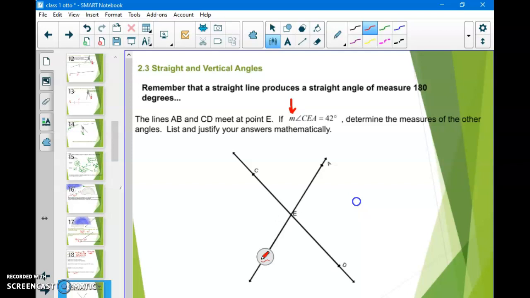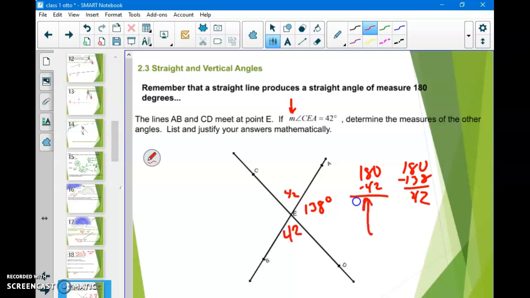Measure of angle CEA is 42 degrees. Determine the measure of the other angles. So if we know that a straight angle is 180, we can take 180 minus that 42 and get that this angle over here has to be 138. But then again, angle AEB is also 180 degrees, so 180 minus the 138 also gives me that 42, so that one's 42. And the same logic as that one causes this one to be 138.